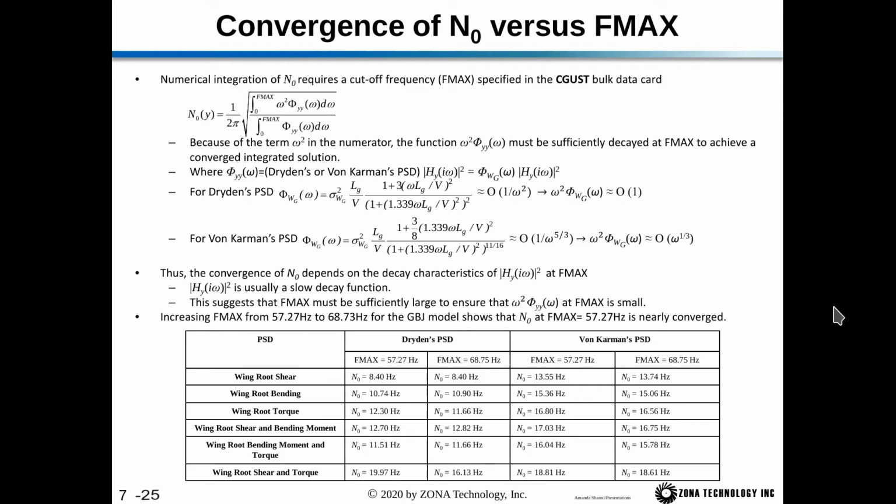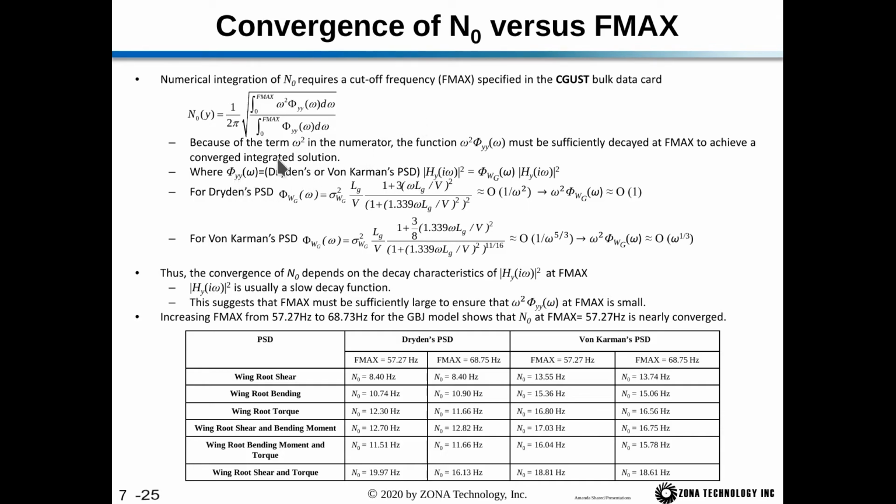Next, we'll look at the convergence of N naught versus FMAX. So if we do numerical integration of N naught, it requires a cutoff frequency FMAX specified in the CGUST card. So ideally, these integrals go from 0 to infinity, but of course in ZAERO, we can only go from 0 to Fmax. Now because of the term omega squared in the numerator, this function must be sufficiently decayed at Fmax to achieve a converged integrated solution.